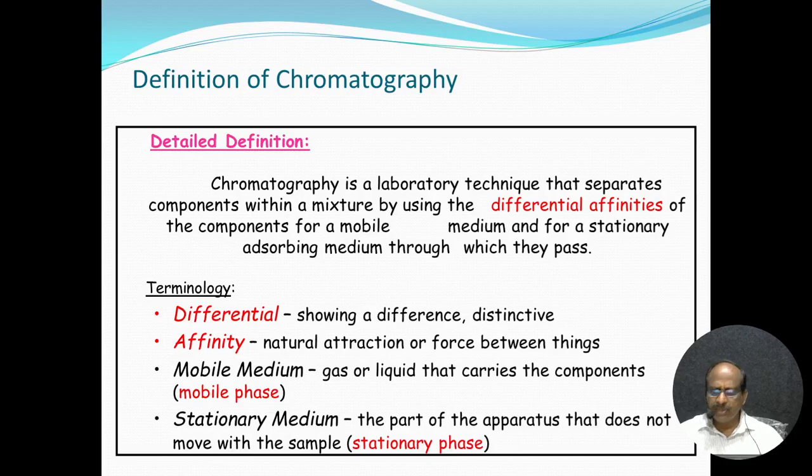We have already discussed the detailed definition. Chromatography is the laboratory technique that separates the components of a mixture using the differential affinities of the components for a mobile medium, called the mobile phase, and a stationary medium, which is only for absorbing. Please remember that, the absorbing medium through which they pass. In the terminology, differential shows the difference, and affinity is a natural attraction or force between things. The mobile medium, gas or liquid, carries the components: the mobile phase. The stationary medium is the part of the apparatus that does not move: the stationary phase.